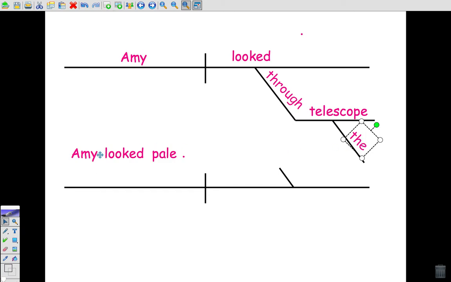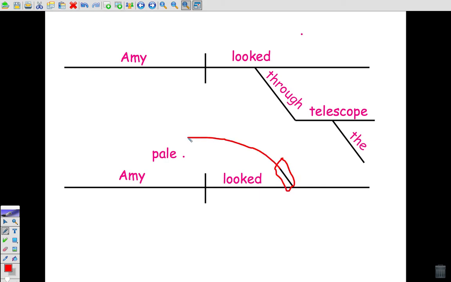In this sentence, Amy's our subject again. The verb again, it's still looked, okay, even though it's a linking verb, it goes here. But now we have this new line right here. It's pointing back to the subject. Okay, notice that it's pointing back to the subject because it's linking the word pale to Amy. So when you have a linking verb, you have a diagonal line pointing to the left back to the subject. Pale is describing Amy. That's why this line is pointing us back there.